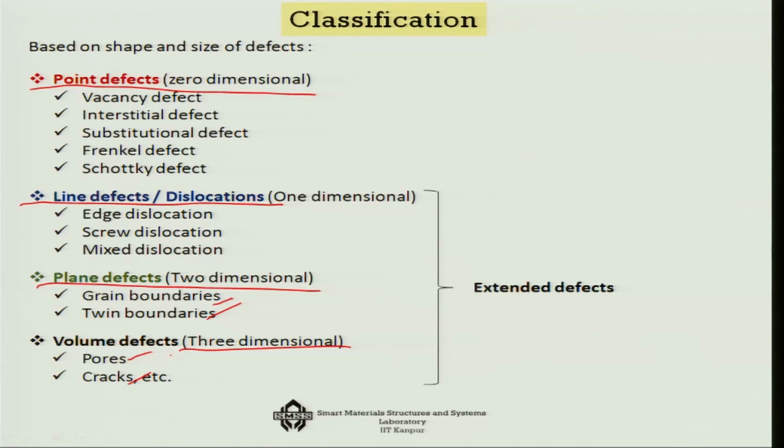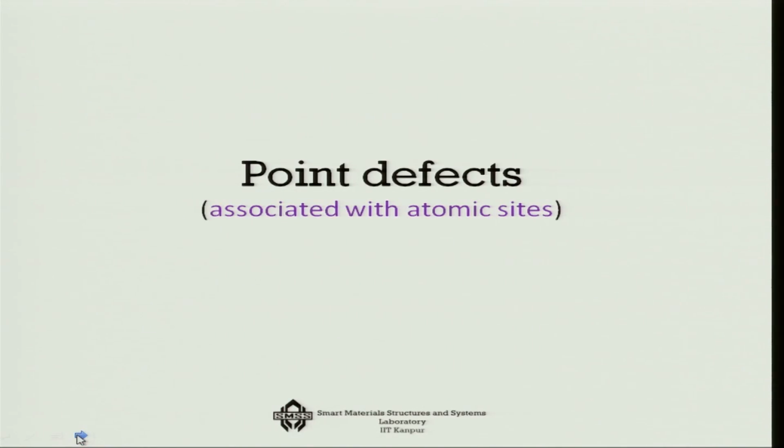Now, in the point defect itself, there are about 5 to 6 categories of it. For example, the vacancy defect, interstitial defect, substitutional defect, Frenkel defect and Schottky defect. So, we will talk about all these types of defects in today's lecture. So, let us first start with the point defect.